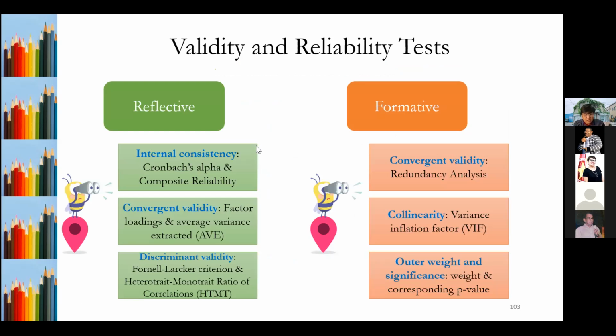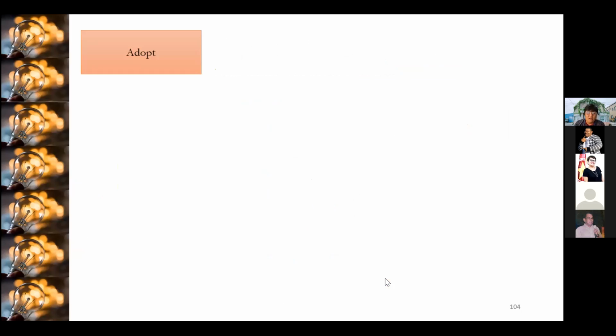So let me just recap. As I mentioned, for a reflective construct, the requirements are internal consistency, convergent validity, and discriminant validity. For a formative construct, convergent validity, but using redundancy analysis, collinearity, and outer weights and significance.